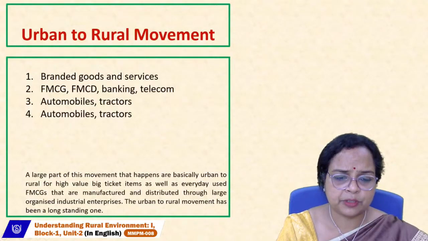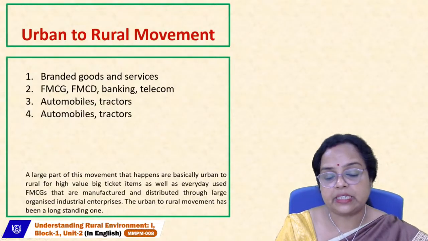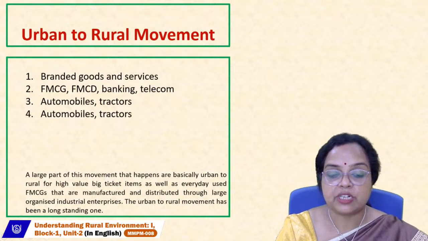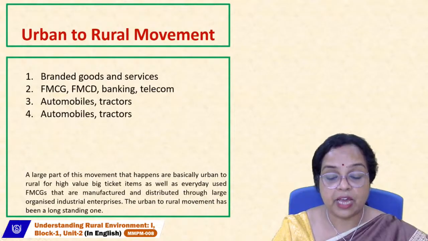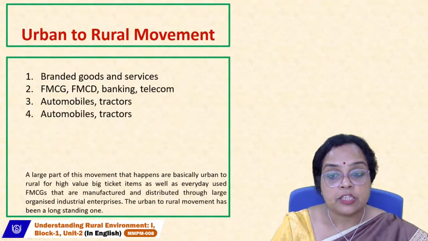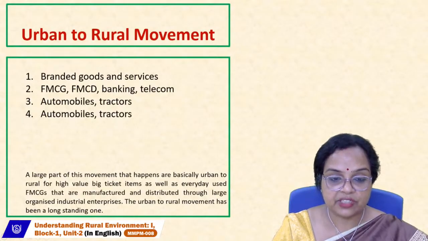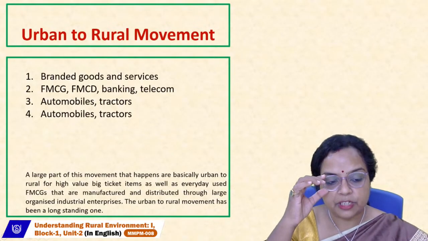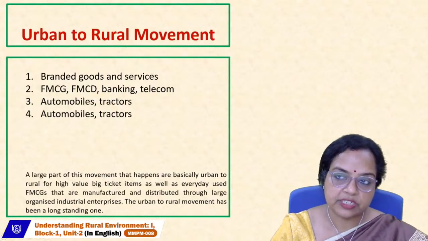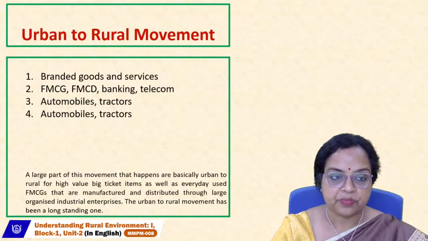A large part of the movement that happens is basically urban to rural for high value ticket items. High value ticket items means the goods they are going to purchase are generally expensive. Sometimes they also visit for their everyday used FMCG that are manufactured and distributed through large organized industrial enterprises. The urban to rural movement has been a long standing one. It was existing, it is existing, and it will remain in future also.